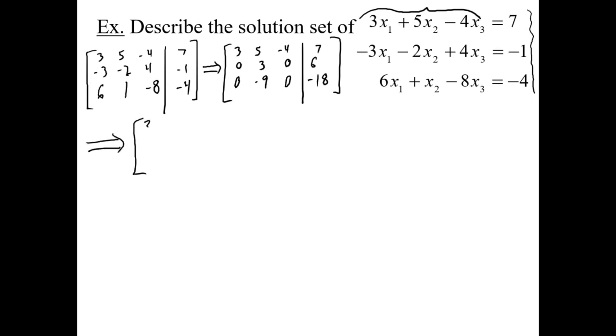So the top row is 3, 5, negative 4, 7. As I did before, I'm going to divide the middle row by 3. So we get 0, 1, 0, 2. And notice once more, if I multiply the middle row by positive 3 and add the bottom row, we just get a bunch of zeros, which is good.